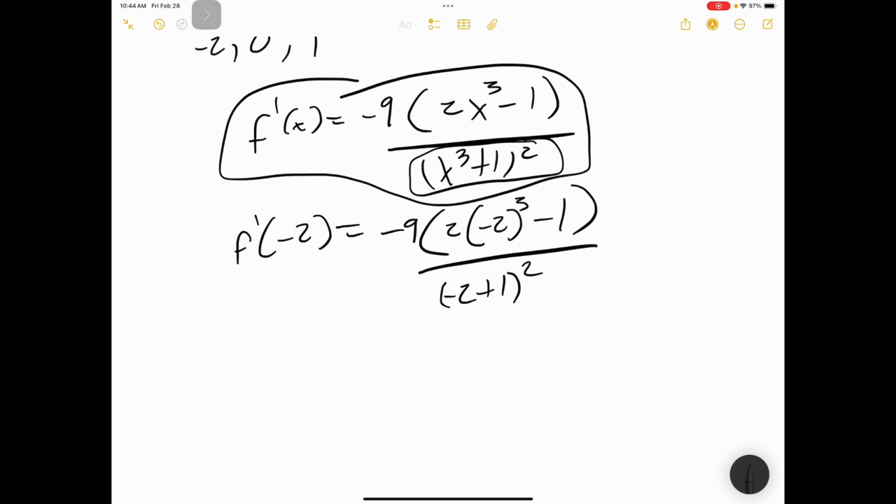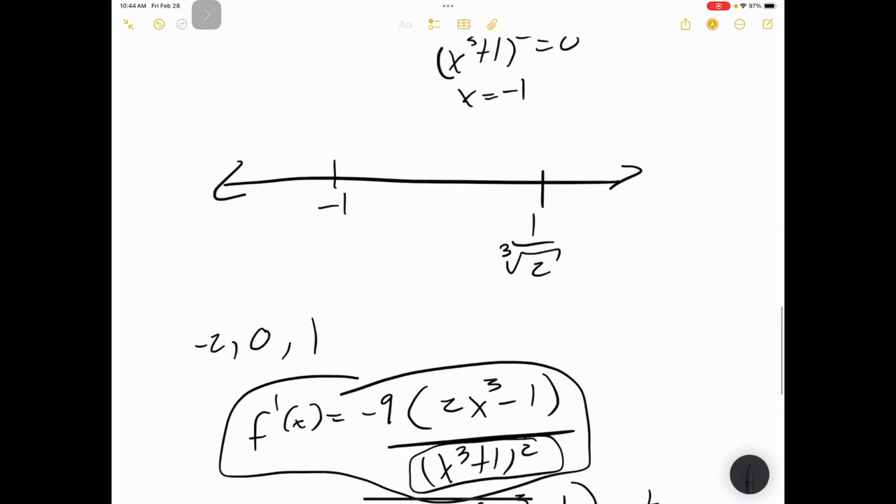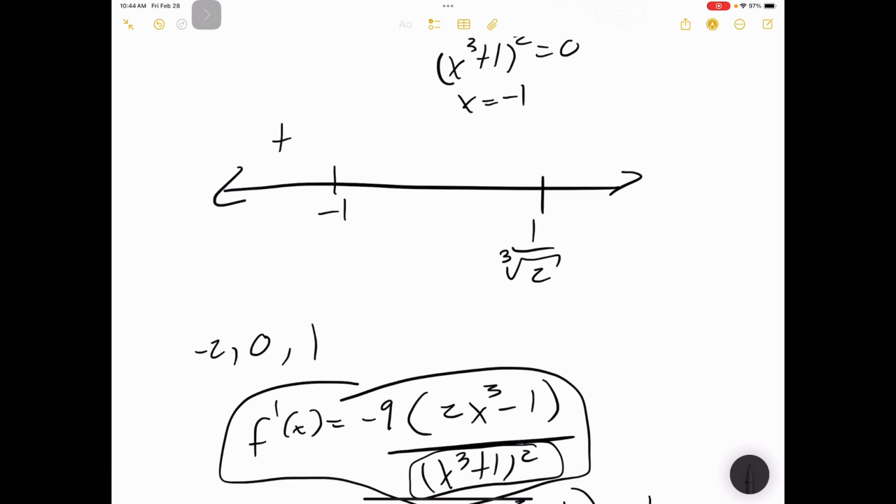And now let's think about this for a second, because we don't actually have to do all of this math. This term's going to be negative. We're going to take 1 away, and then we're going to multiply by a negative number. So the numerator is going to be positive. The denominator is something squared. Well, something squared is always positive as well. So positive over positive equals positive. And so to the left of -1, we are increasing. Our function is increasing.